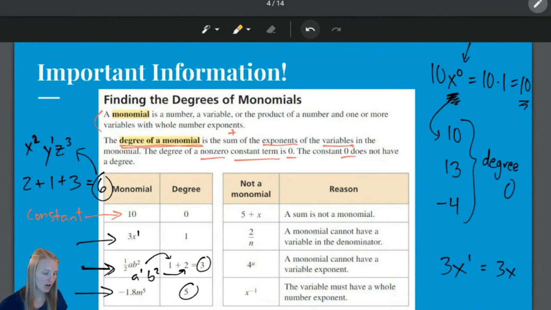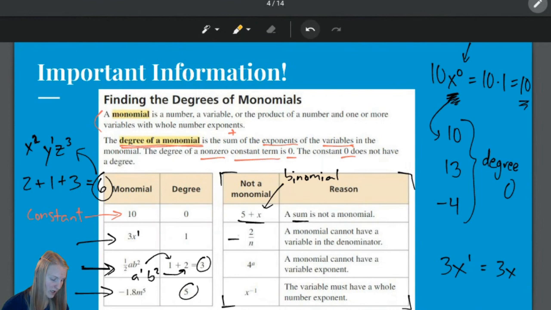Okay, we talked about some things that are not monomials. Let's go over a few more. 5 plus x is not a monomial because you're adding two things together. Remember, mono means one. Here I have 5 and I have x. That's 2. I have a 5 plus an x. So that's not a monomial. That would be a binomial. And we're going to talk more about those in a little bit.